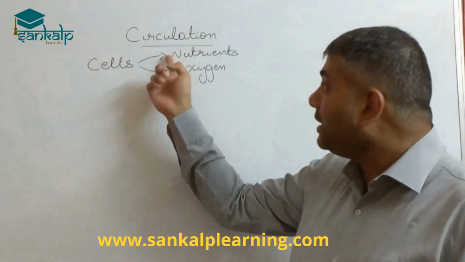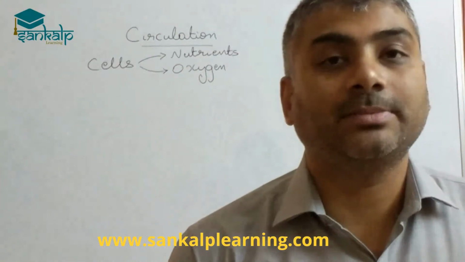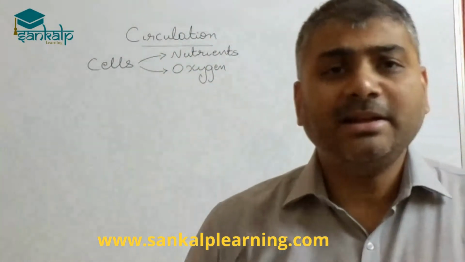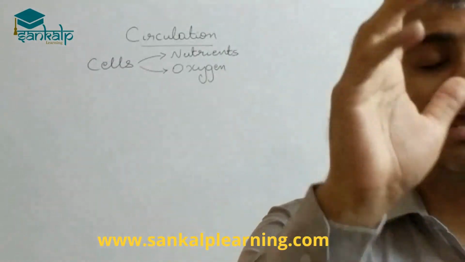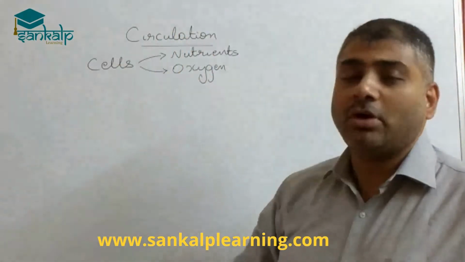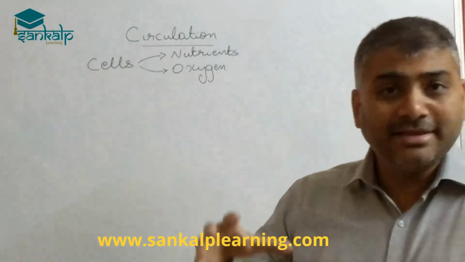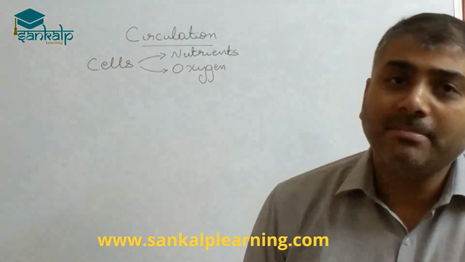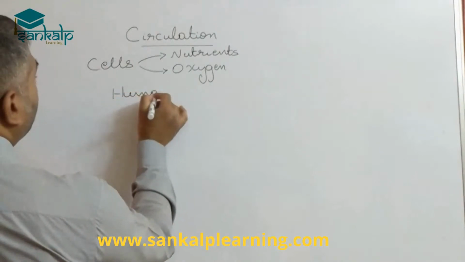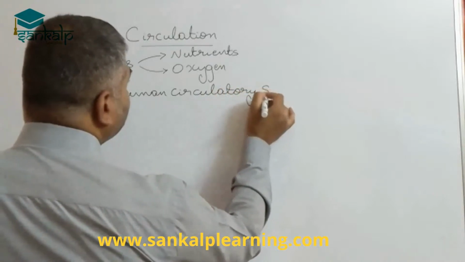So if it requires nutrients and oxygen, how is it going to get them? Now there comes the importance of circulation. Be it any organism, unicellular or multicellular, circulation is a very important activity for the survival of the cells. So in this part of the circulation, we are mainly focusing on the human circulatory system.